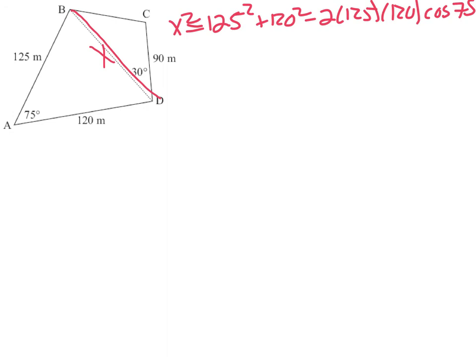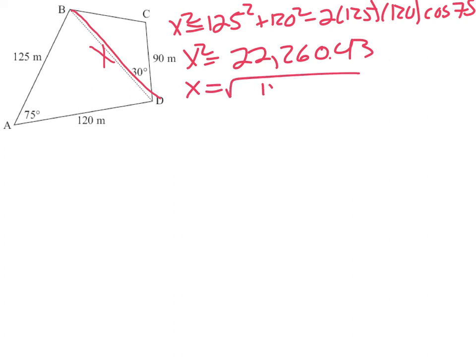Okay, so if we simplify that, then we're going to get that X squared is equal to 22,260.43. Our last step is to take the square root of that number, and if we do, then we get for our final answer that X is equal to approximately 149.20.